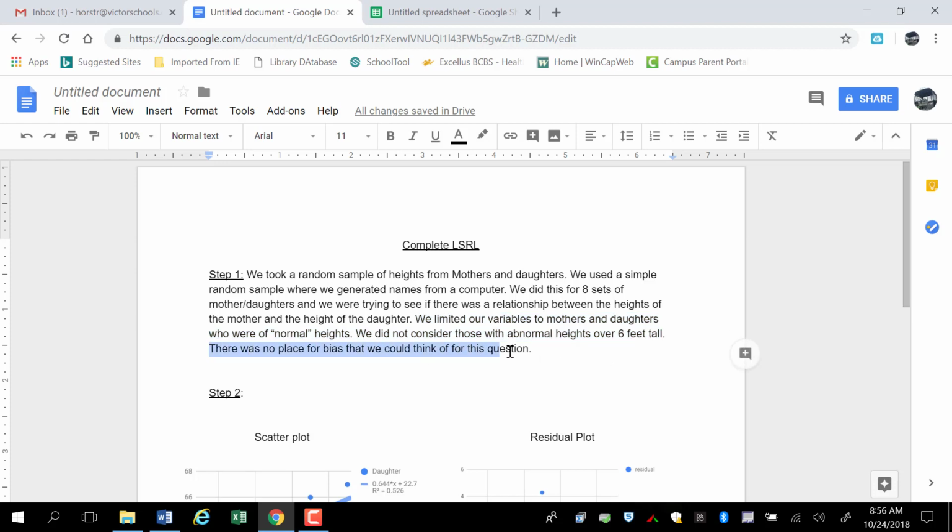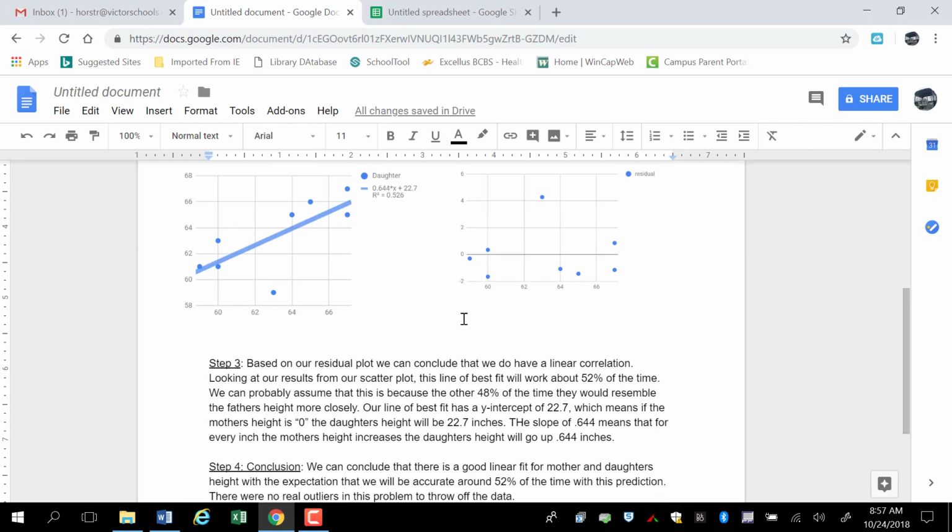The other thing in this one, there's really no sense of bias. If you're asking people about their weight or about their age, you might see a bias. But if you're just saying how tall are you, you could just go and measure them. So there's no sort of bias in this question. So that's what needs to be complete in step 1, all of that information: your variables, your bias, how you took the random sample, and what you were trying to prove.